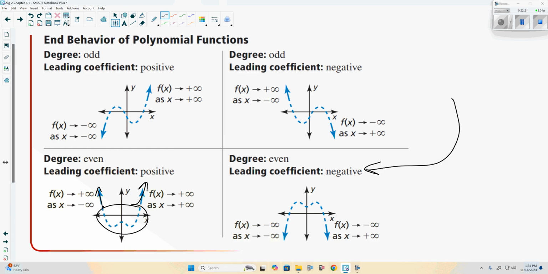And with our odd functions, we will have a similar case. As x approaches negative infinity, and positive infinity as x approaches positive infinity.